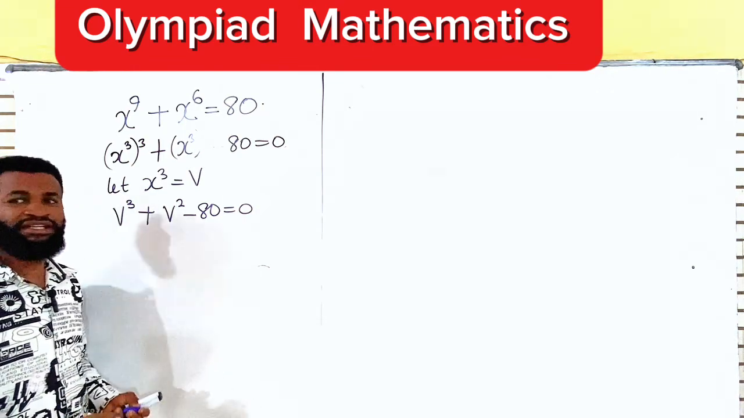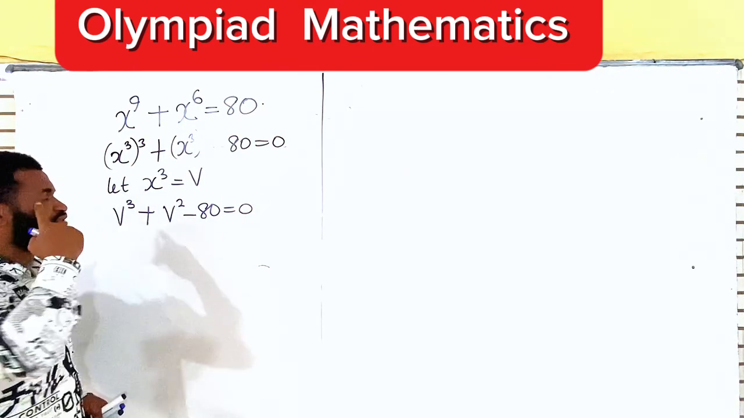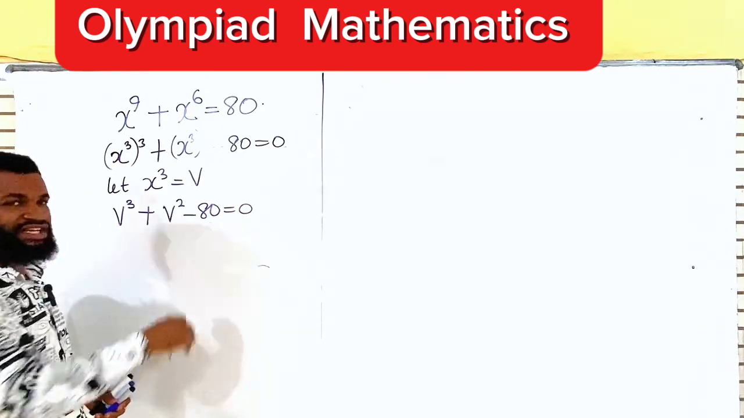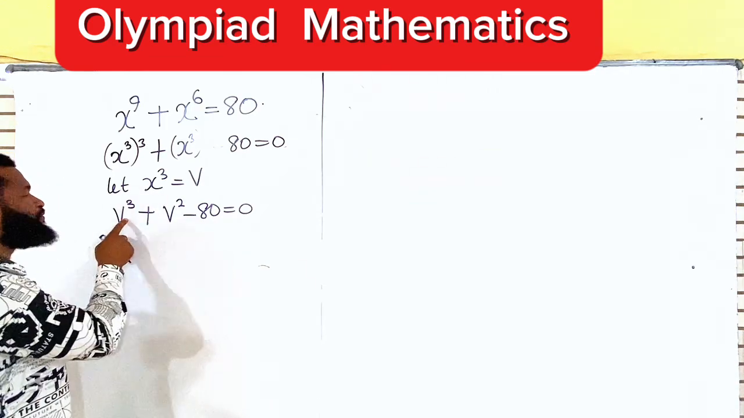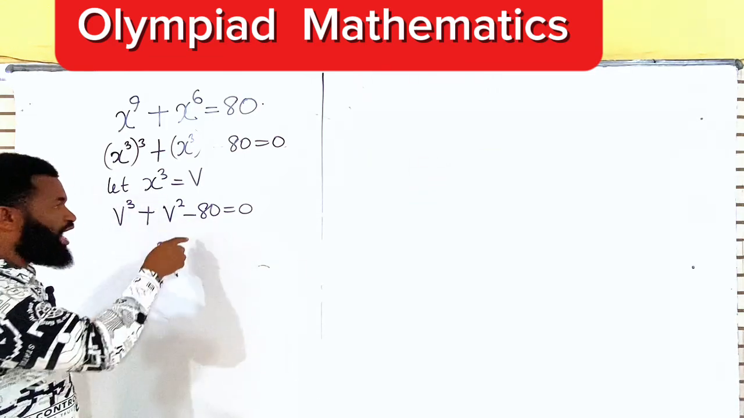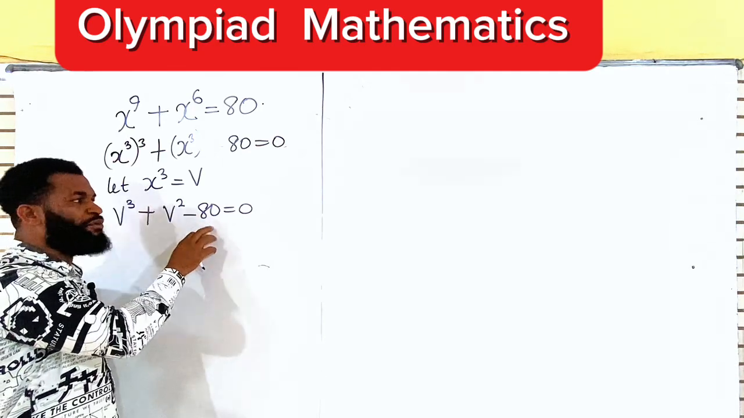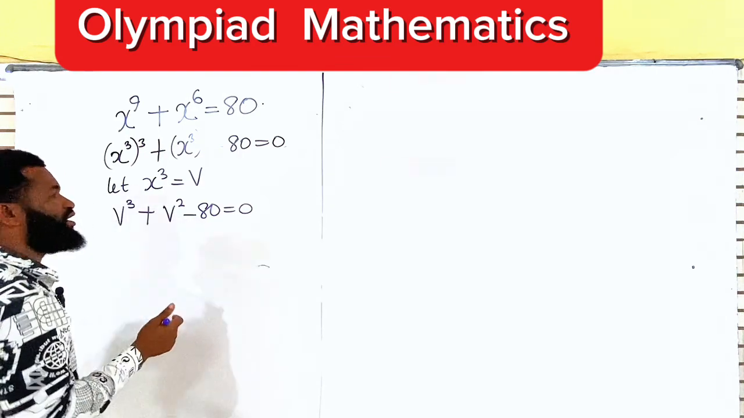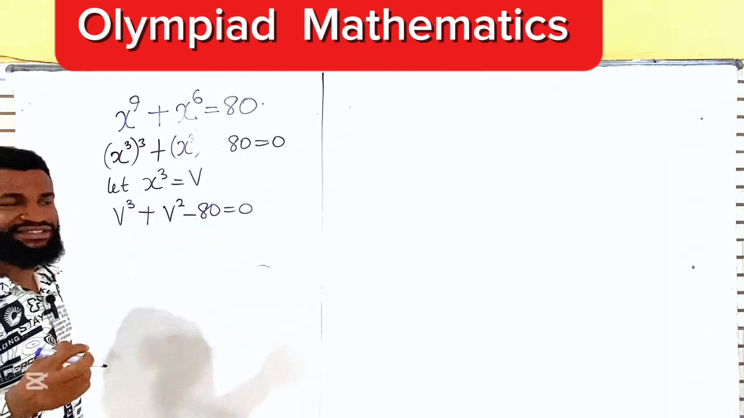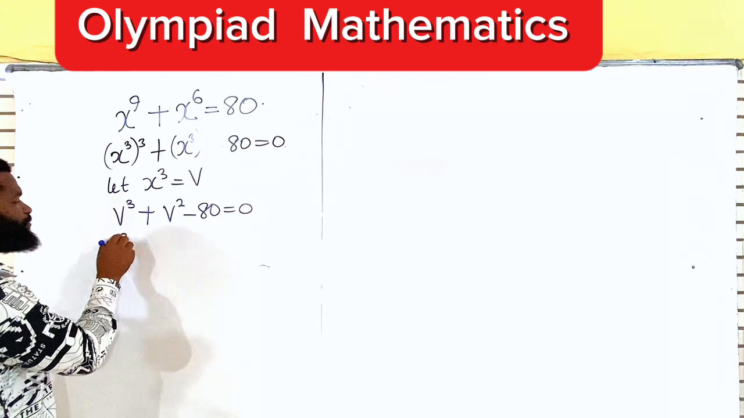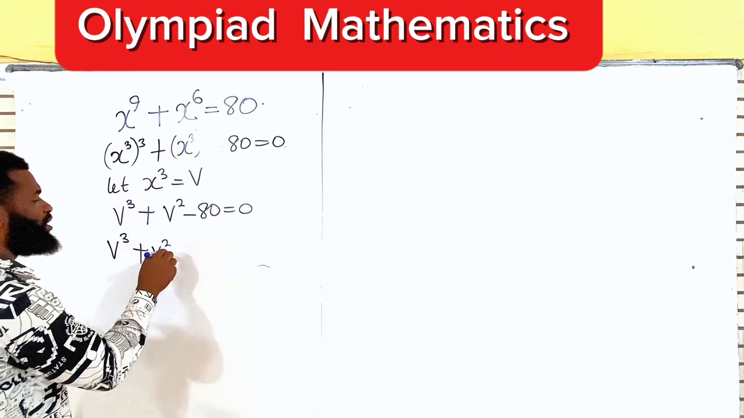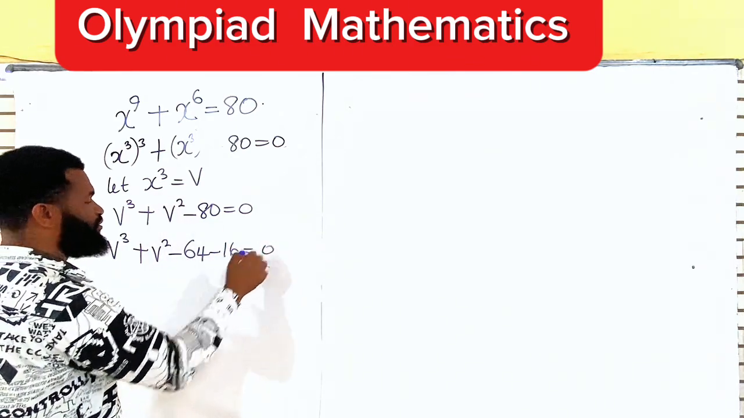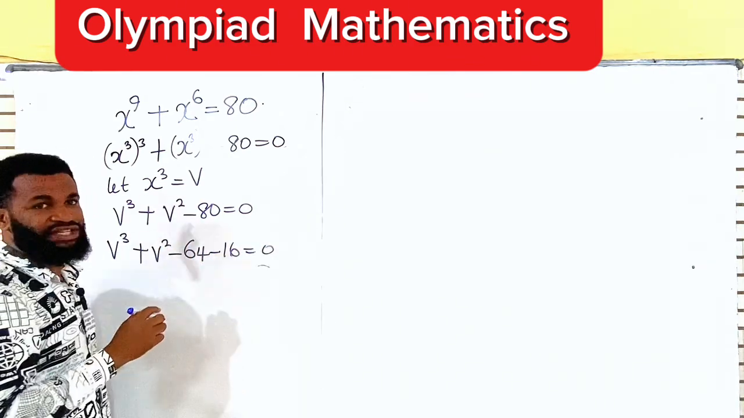I will maybe apply the factor theorem and solve it. Maybe I can test which of the factors of 80 will make this be 0. I can do that, but see what I want to do. I have v raised to power 3 and I have v raised to power 2. I will find the sum of 80 that can give me a cube and a square, and that is 64 and 16. So I have v raised to power 3 plus v raised to power 2 minus 64 minus 16 equal to 0, because these two can still give me minus 80.